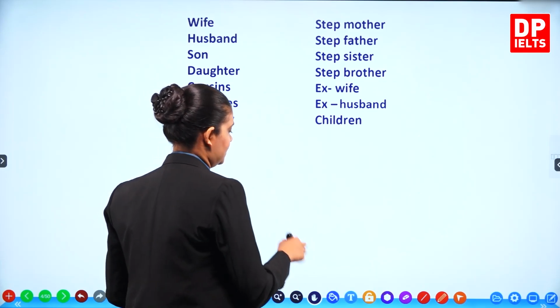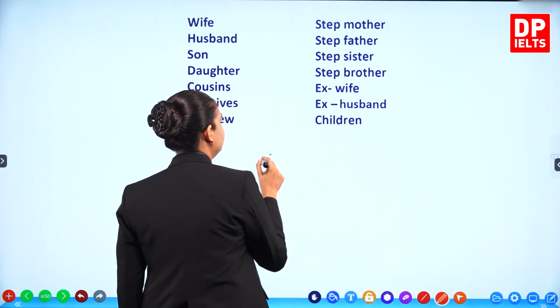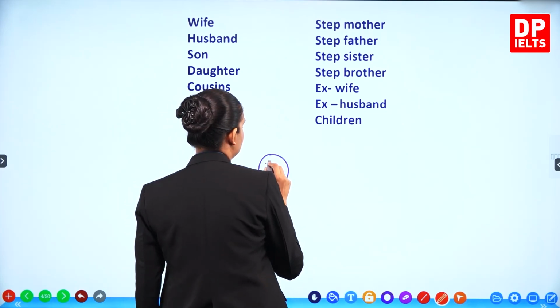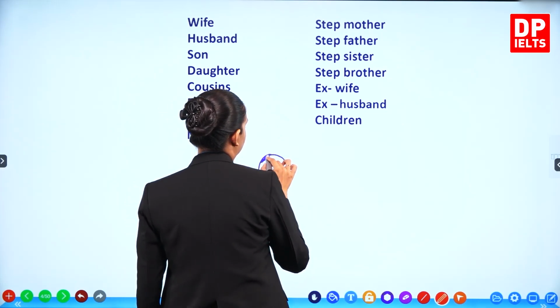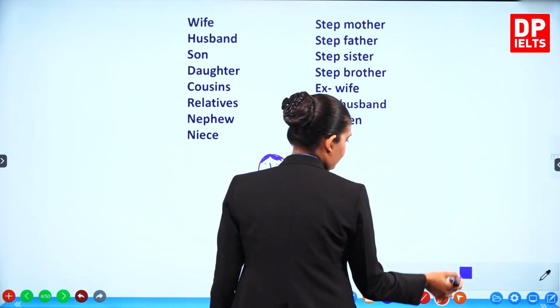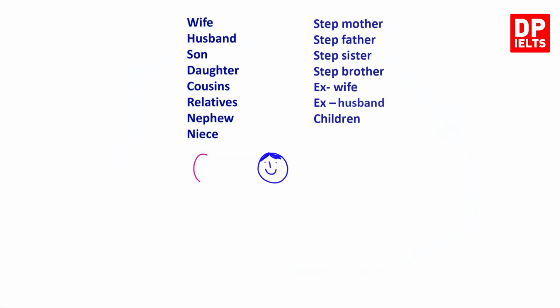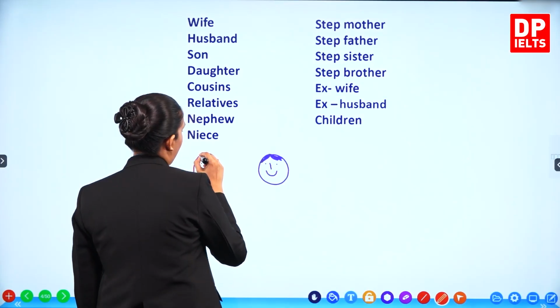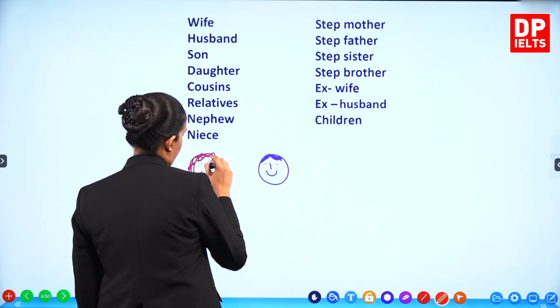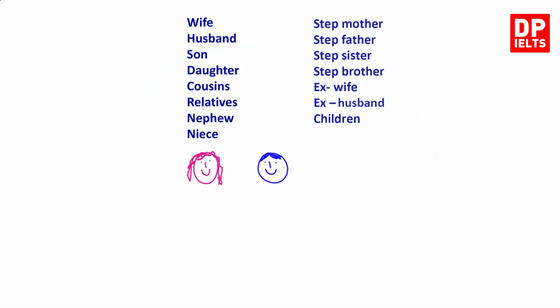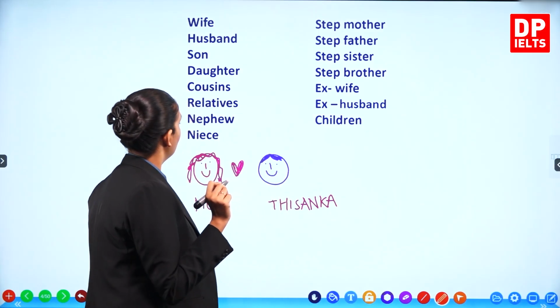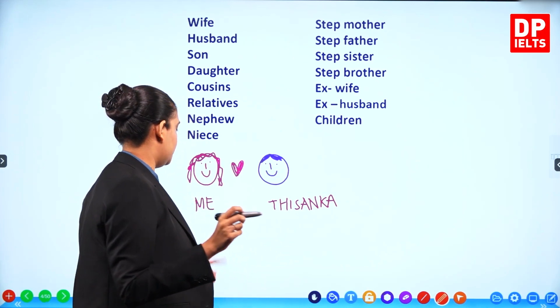So let's have a look at myself, okay? So I'm going to draw myself. This is usually me, smiley face. Okay, and right, so this is me and my smiley face, right? And this is my husband. So this is me. Now you know the names, right? Draw a heart, and this is Tisanka. Okay, right. So we're going to have a look at the relationship, okay?